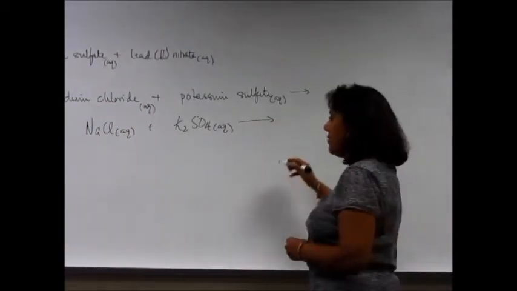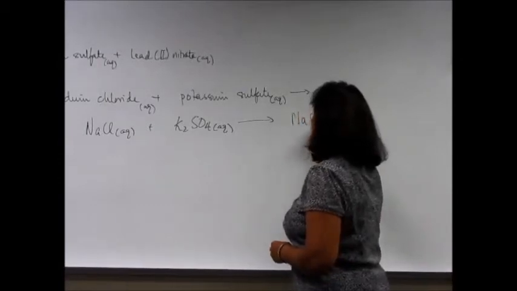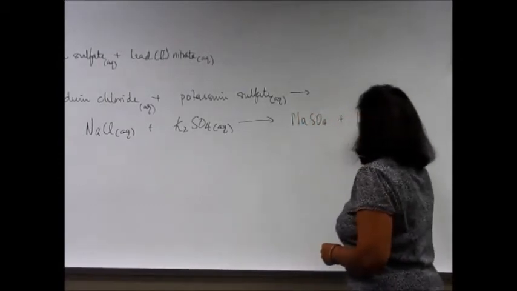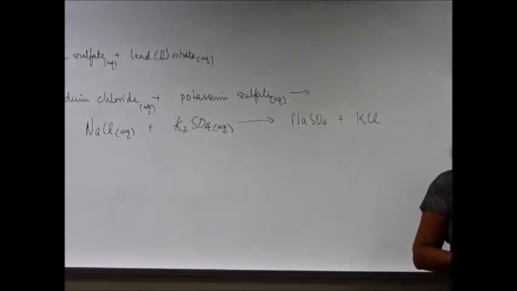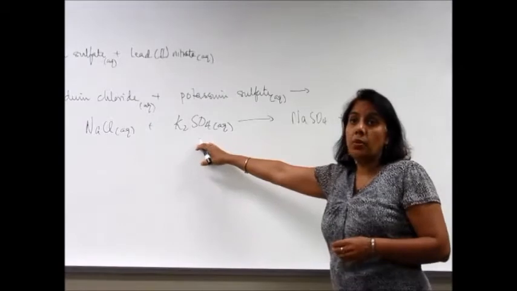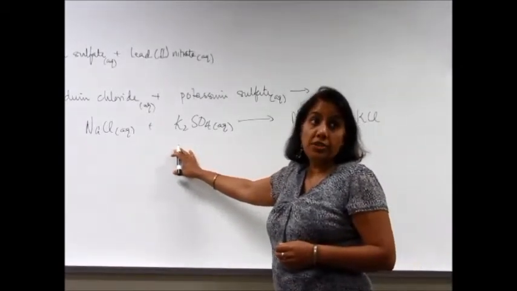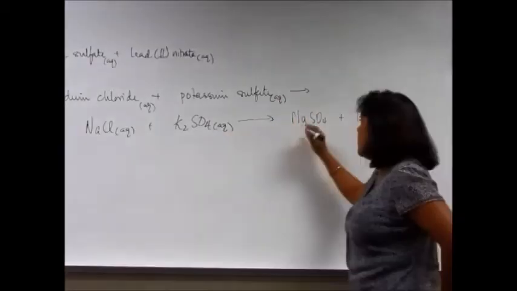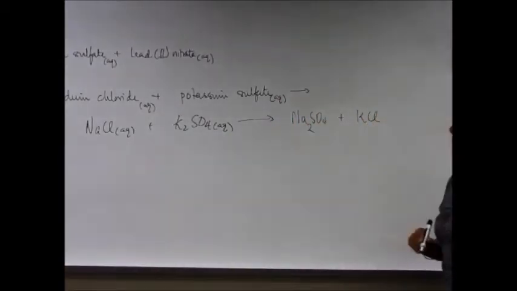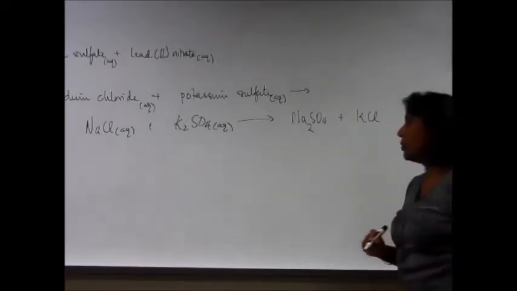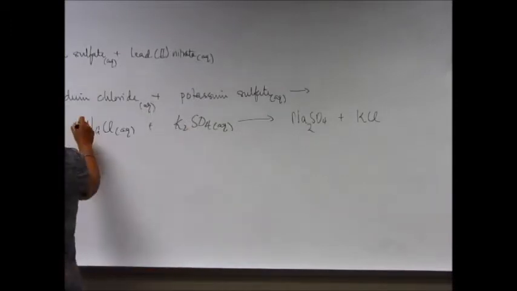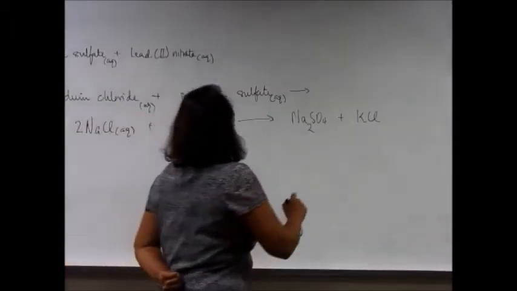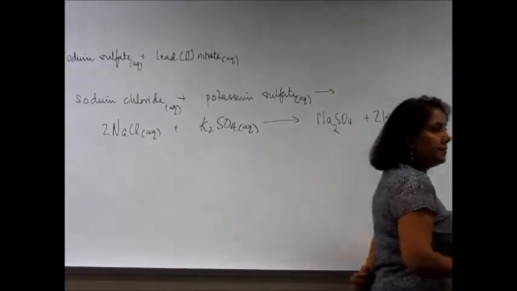The products technically for this one should be sodium sulfate and potassium chloride. And make sure your formulas are correct. As I was walking around, I saw KSO4. It should be K2SO4 because SO4 is 2 minus. And then this one should be Na2SO4, which means my equation is not balanced, okay, at this point. So 2 here, and then 2 here.